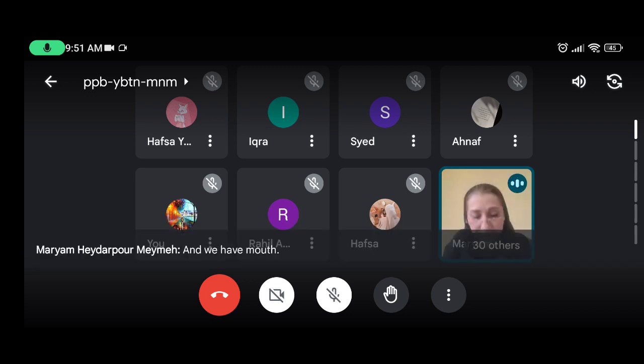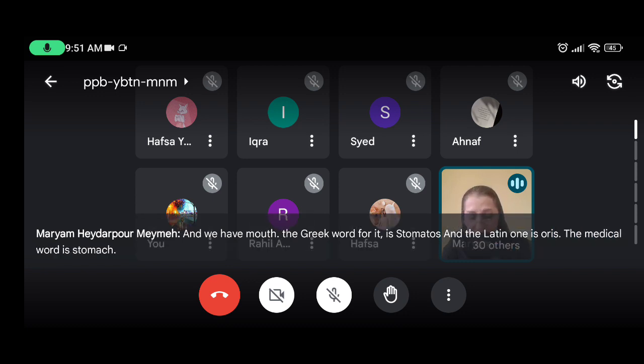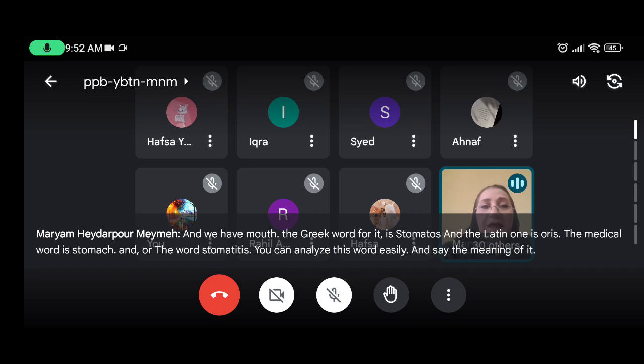And we have mouth. The Greek word for it is stomatos, and the Latin one is oris. The medical word is stomat and or. The word stomatitis, you can analyze this word easily and say the meaning of it.